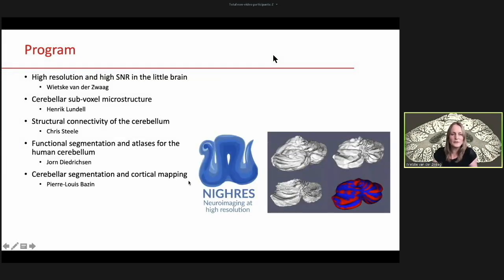Then Pierre Bazin is going to talk about cerebellar segmentation, so really separating that gray and white matter, even though it's so close together, and generation of cortical maps, inflated maps like you might know from the cerebral cortex.